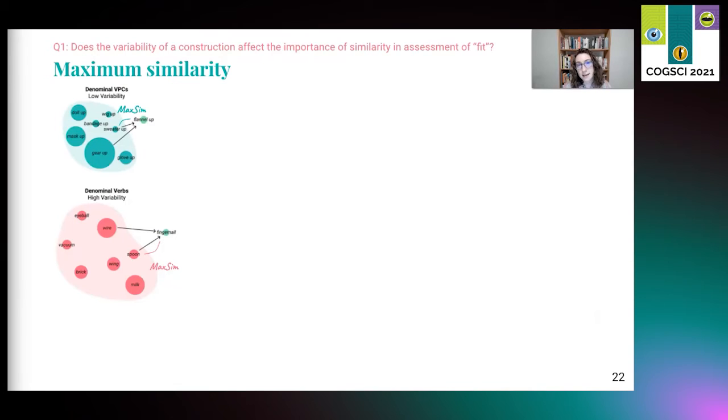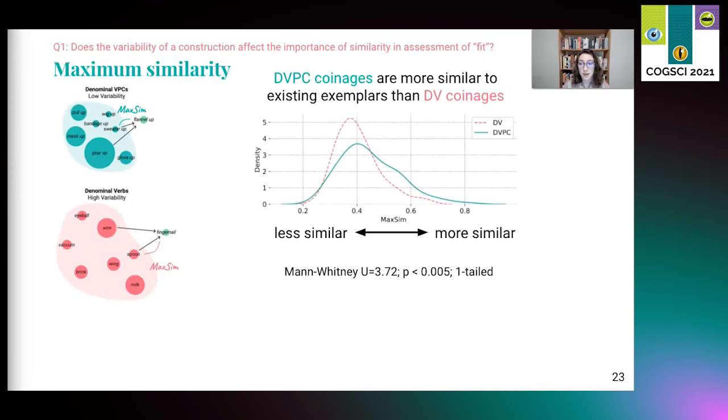And we test this idea in two ways. The first is an extremely simple approach. For each creative coinage, we take the cosine similarity between that coinage and its nearest exemplar, and we call this maxsim. And we expect to find that denominal VPC coinages fall nearer to their existing exemplars and have a higher maxsim, since they are less variable. And this is exactly what we find. This result suggests that variability modulates the importance of similarity in generalization, in line with the results of the artificial language learning experiment from Suttle and Goldberg.